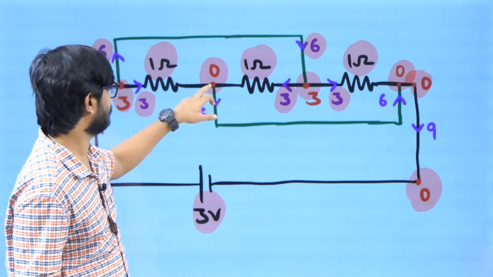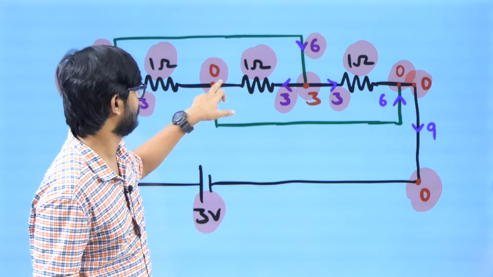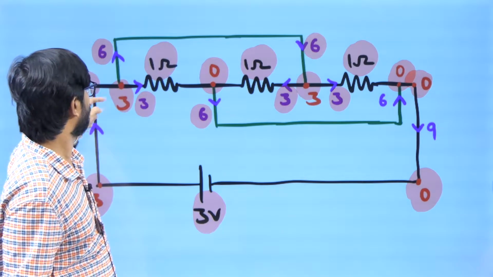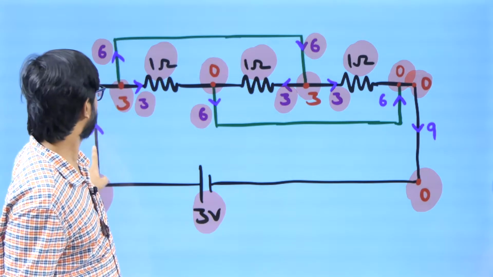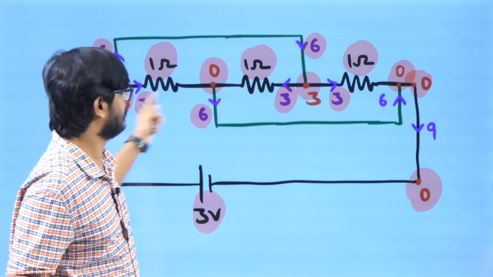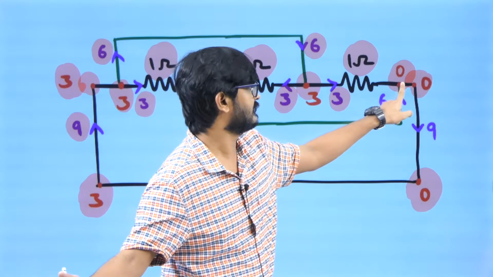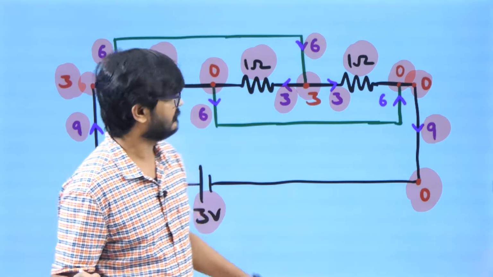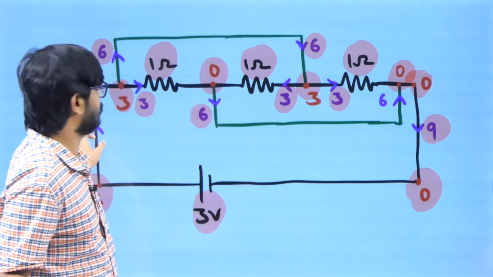Now similarly, what is the incoming current here? 3. So outgoing current must be 6. Now at this point, what is the outgoing current? 3 plus 6, 9. So what must be the incoming current? 9, right? Now similarly here also I can see the incoming current is 6, incoming current is 3. So outgoing current must be 9, which must be matching with this value, right?